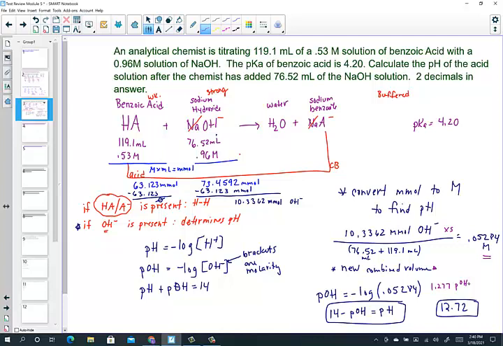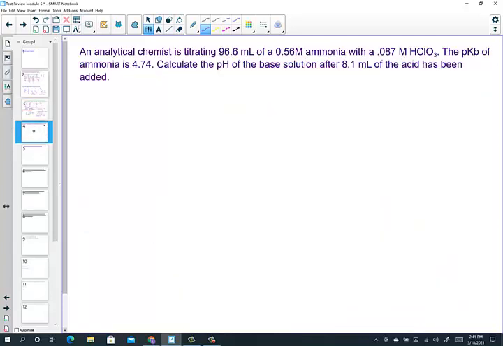We had to first find which one was the excess reagent. If I had a conjugate pair present at the end, I would use Henderson-Hasselbalch. Or if, as in this case, we had a strong base or a strong acid present, we use that molarity directly to solve for the pH. Good work. Okay, take a break as needed. Pause, come back. That's the beauty of a video.